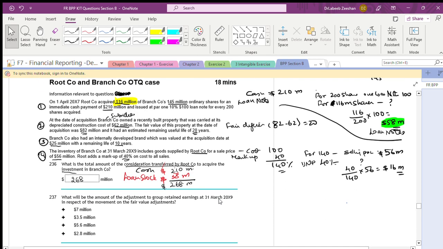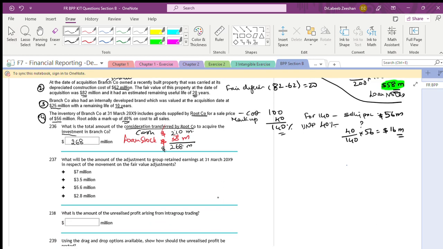Now, fine, that's good. What is the amount of adjustment for the group retained? Group, they are asking only for the group, is it right? In respect of movement of the fair value adjustment, how much is the movement? Movement with respect to properties is 82 minus 62. How much is the movement? 20 million.